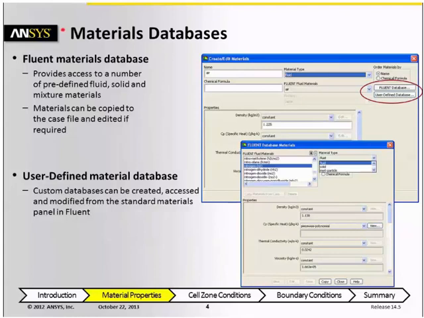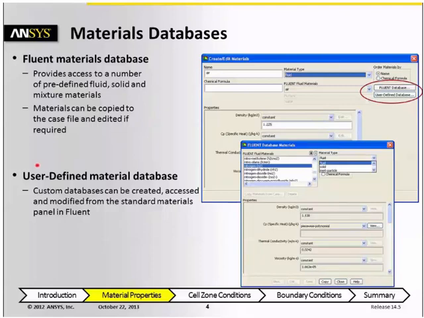The Fluent Materials database, which is accessed by clicking here on the Materials panel, provides access to a number of predefined fluid, solid, and mixture materials. And if you look at the database panel on the right, you can see there are different material types that you can choose from, and also large amounts of available materials for a given material type. These materials can be copied to the case file, which you've already seen if you've completed workshop number 1, and once in the case file they can be edited if necessary.